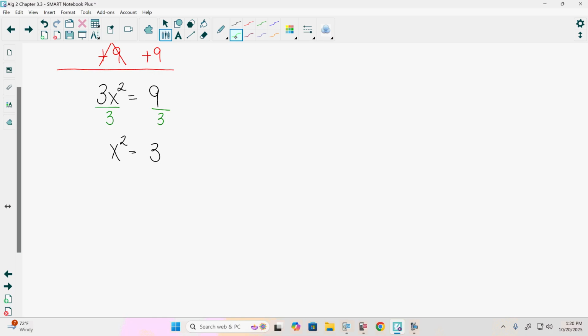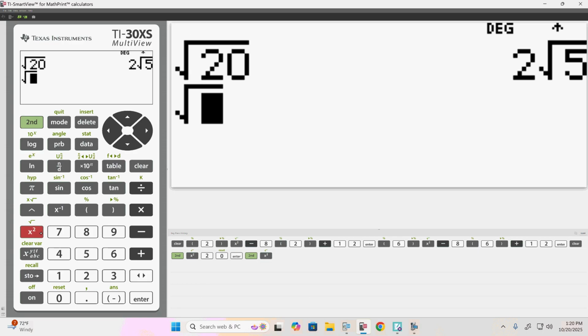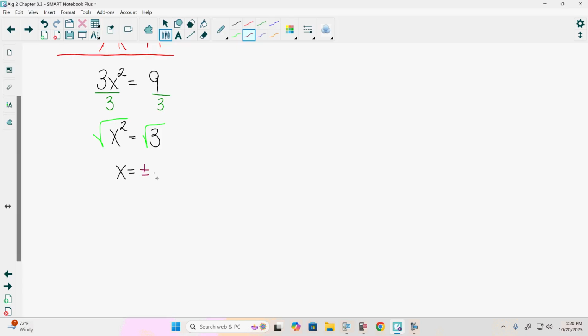So we can move on to step 2, which is taking the square root of both sides. So the square root of x squared is going to be x is equal to, we have to include the plus or minus. Now we'll need to simplify the square root of 3. Now we can use a calculator and ask the 30xs, what's the square root of 3? Well, the square root of 3 is just the square root of 3.